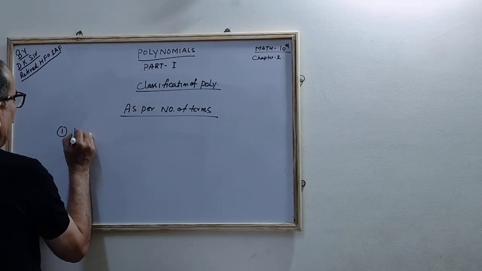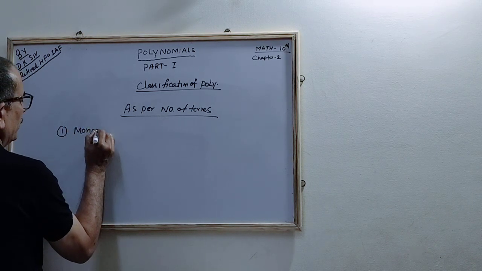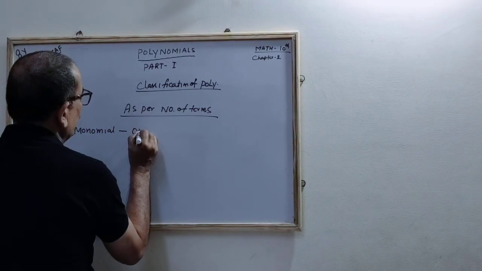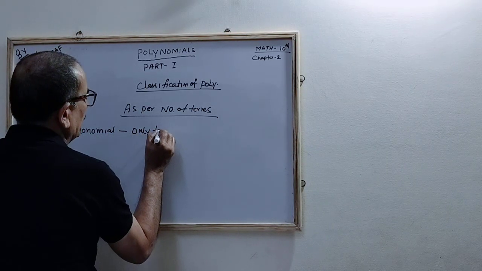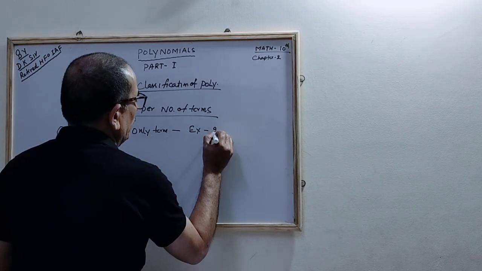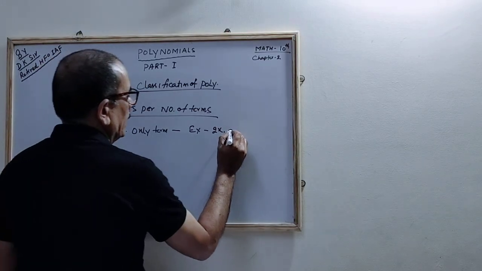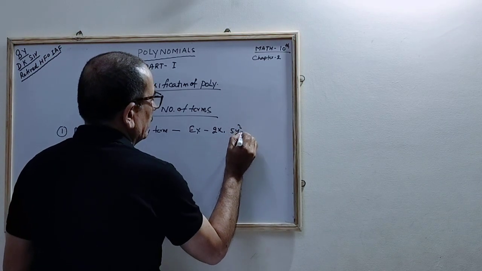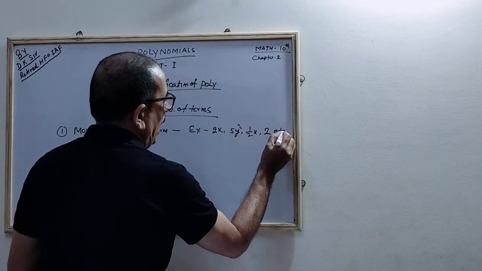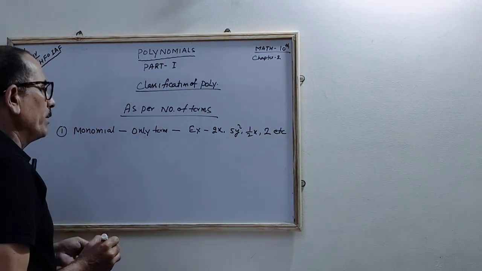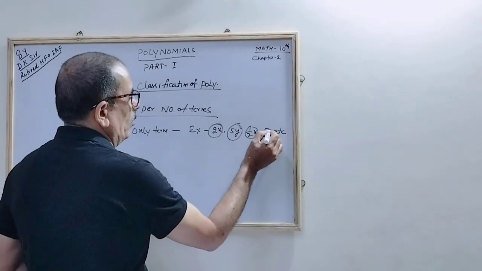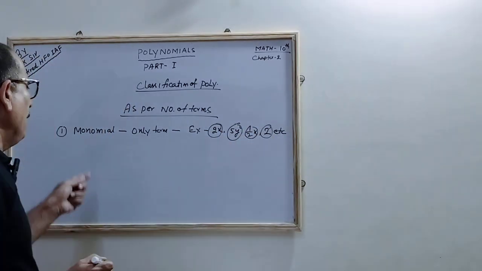The first is a monomial, where there is only one term. For example, 2x, 5y square, 1 by 2x, or only 2. These are all examples of the monomial. We find that there is only one term. So this is called the monomial.